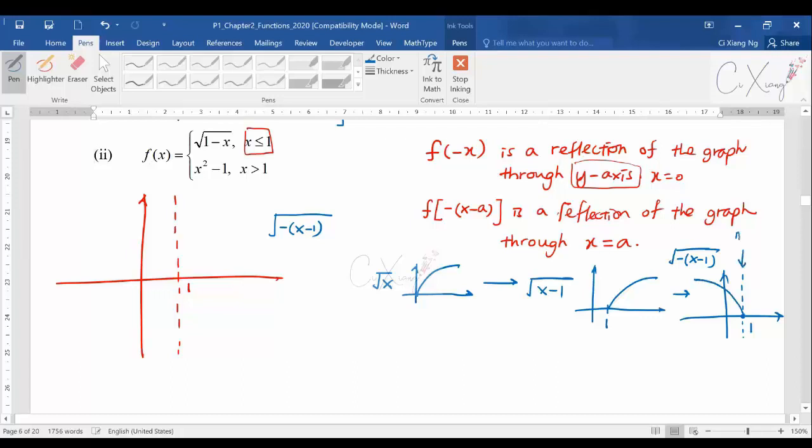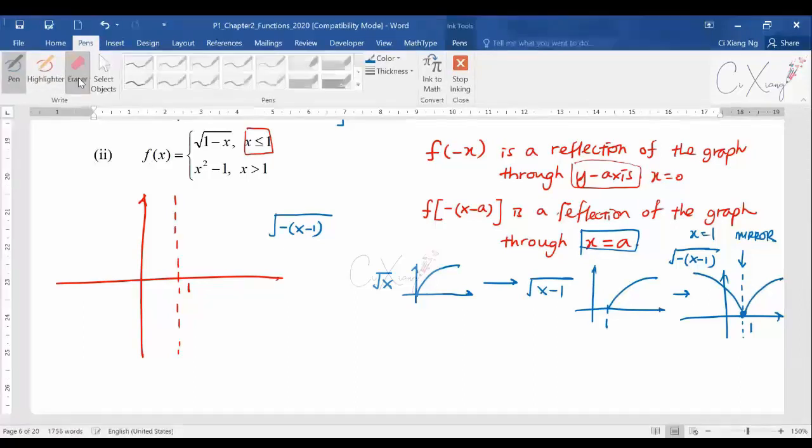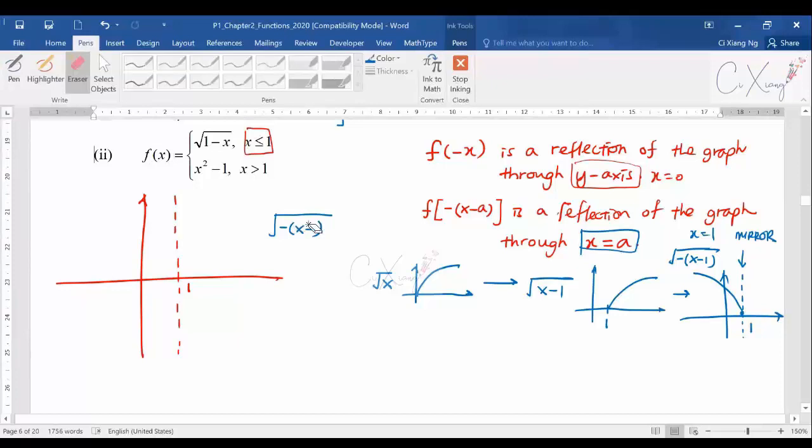So this is the mirror, because they said reflect through x equals to a. For this example, it will be reflect through x equals to 1. If the original graph looks something like this, when you reflect it, it will become something like this. So this is your final graph for square root of negative x minus 1.